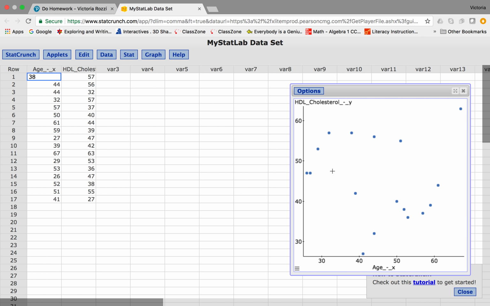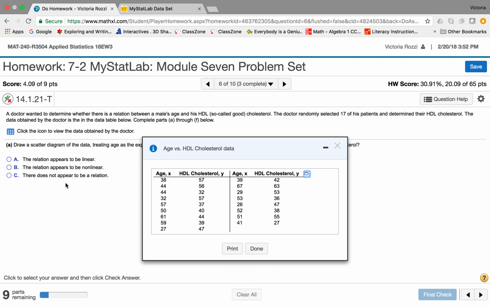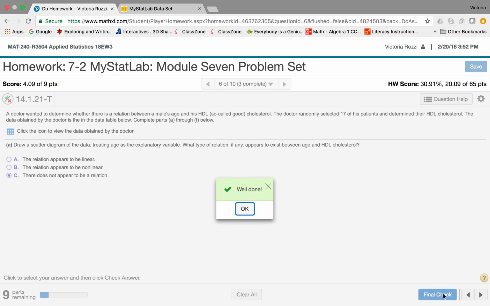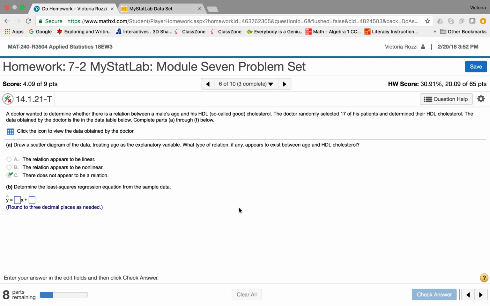It's pretty scattered. So when I go over here and take a look at my choices, I can say there does not appear to be a relation. Again, yours may end up being a linear relation. Mine certainly is not. Now, next thing I want is to determine the least squares regression equation.